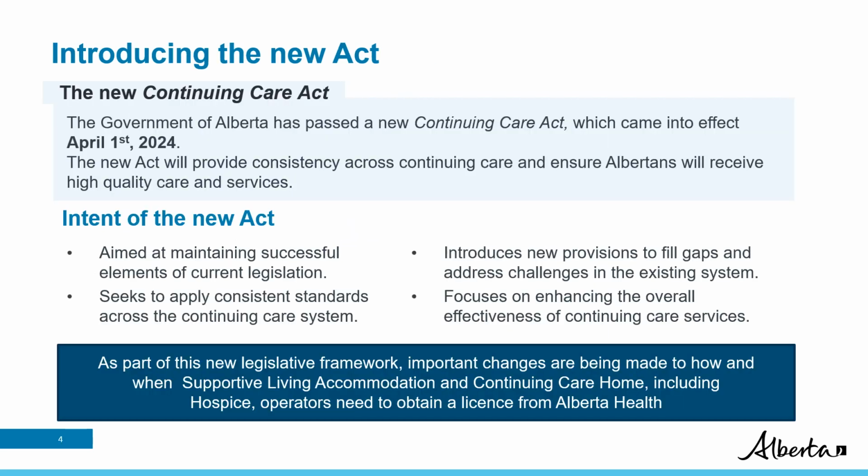The Government of Alberta has passed a new Continuing Care Act, which came into effect April 1, 2024. The new Act will provide consistency across continuing care and ensure Albertans will receive high-quality care and services. The intent of the new Act is aimed at maintaining successful elements of current legislation, seeks to apply consistent standards across the continuing care system, introduces new provisions to fill gaps and address challenges in the existing system, and focuses on enhancing the overall effectiveness of continuing care services.